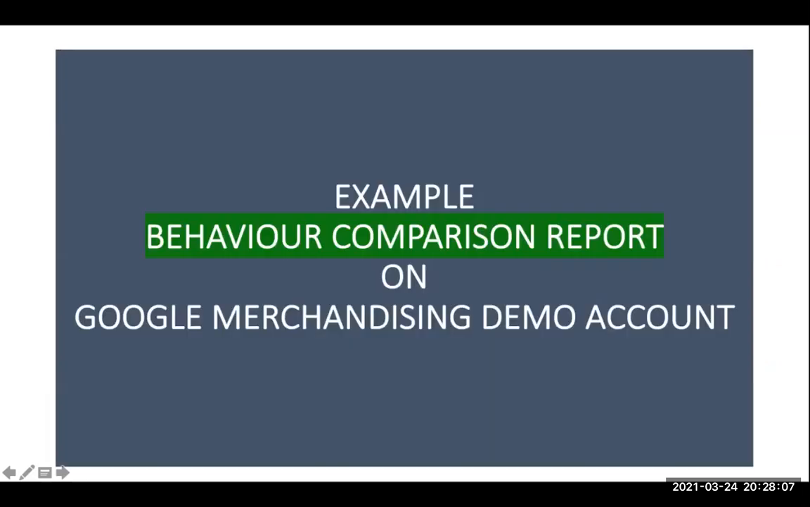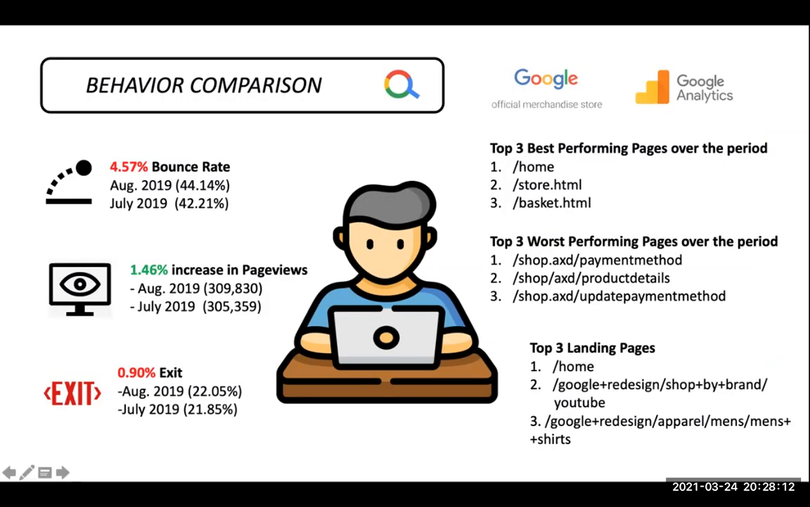Here's an example now of a behavior report. So they look at the bounce rate. You can comment on the bounce rate. They're looking at the page views, in other words, how many pages are being interacted with by the user. They look at the exit page, whether it is increasing or decreasing. The top three best performing pages over the period. Top three worst performing pages.